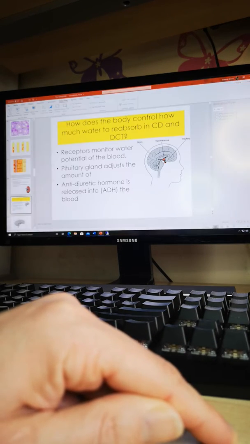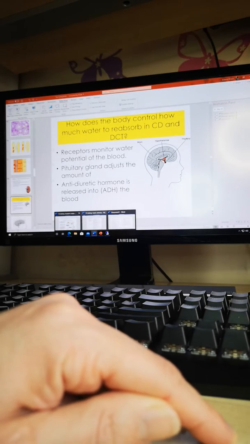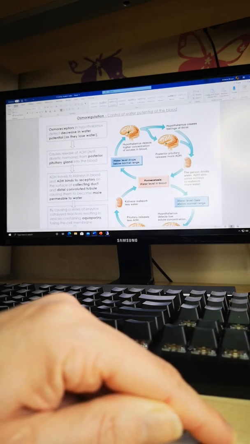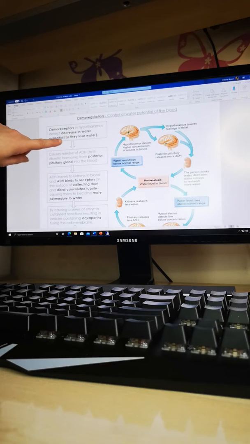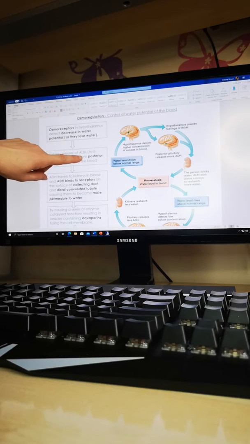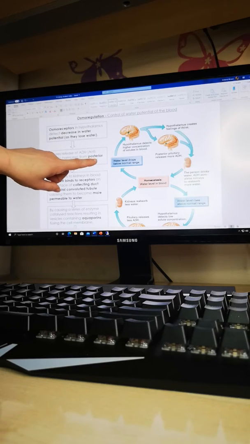Okay, so let's imagine the scenario that we've got in our keynotes where there is a change in water potential and the change is a decrease in water potential. Okay, so the osmoreceptors detect a decrease in water potential. That causes the release of antidiuretic hormone from the posterior pituitary gland. Now, you can get away with just calling it a pituitary gland, but because there are two parts to it, the more accurate is to say posterior.